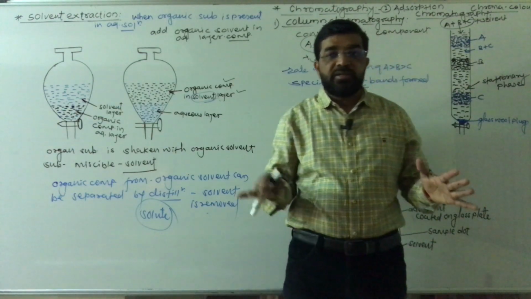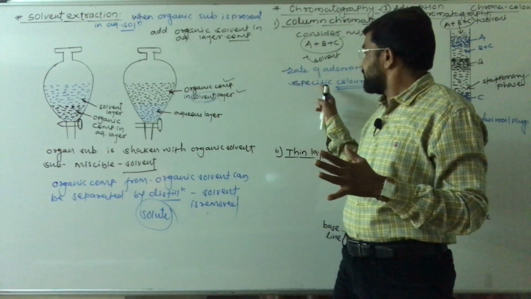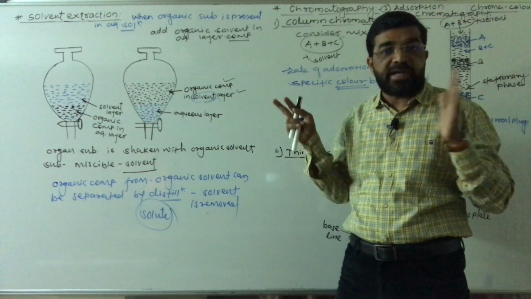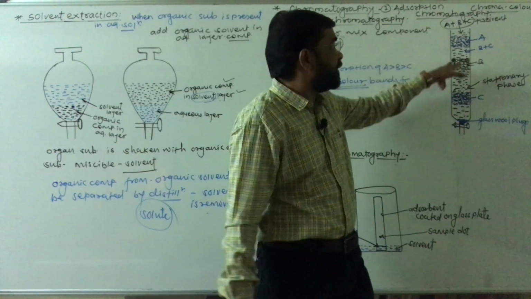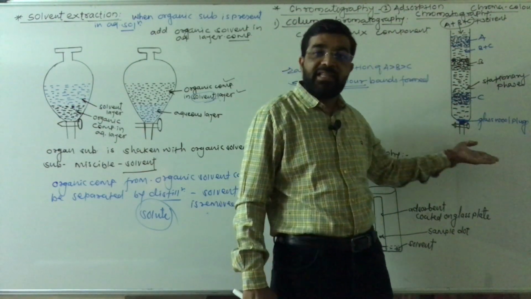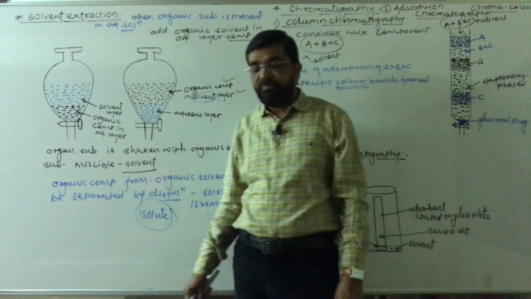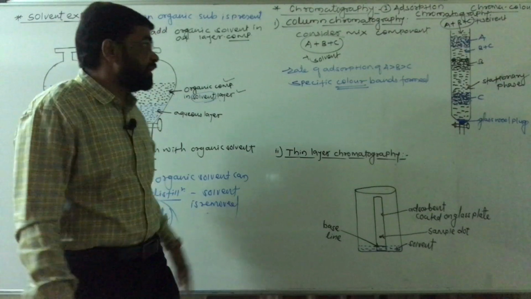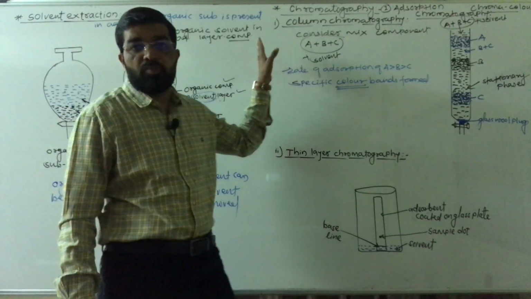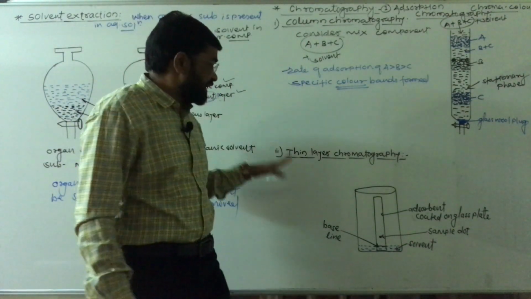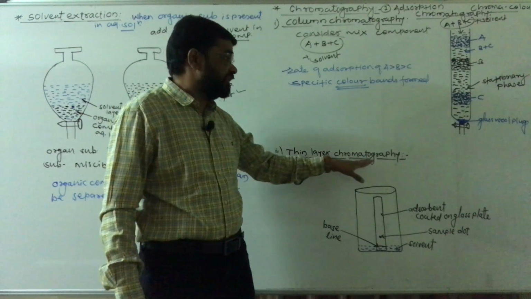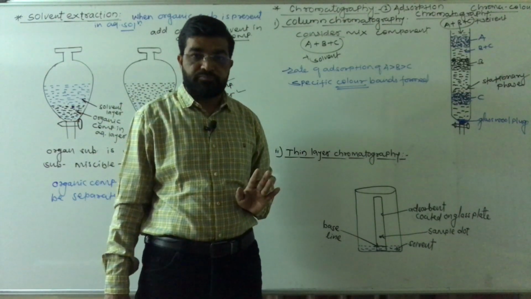And in this way, the components present in this mixture, that is A, B and C, are first of all identified from their color, and then they are separated by using this chromatographic technique, that is nothing but column chromatography. Now see, the second one, we have to study thin layer chromatography.